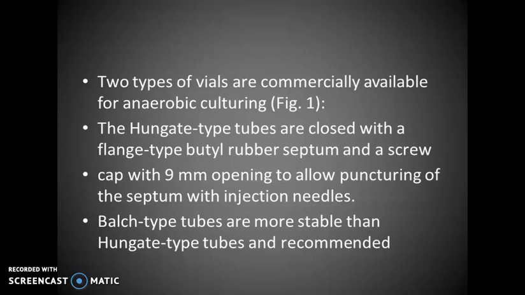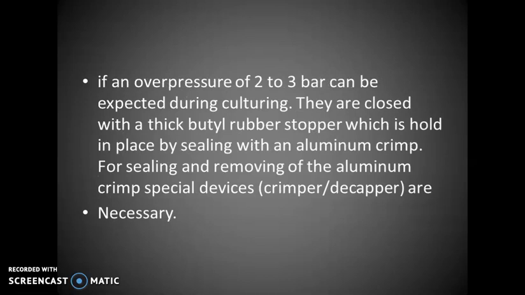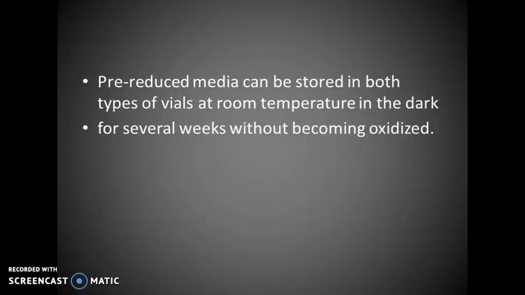Another one is Balch type tubes, which are more stable than Hungate type tubes, and these are mostly recommended. If an overpressure of 2 to 3 bar can be expected during culturing, they are closed with a thick butyl rubber stopper, which is held in place by sealing with an aluminium crimp. For sealing and removing this aluminium crimp, special devices are necessary. This pre-reduced media can be stored in both types of vials at room temperature in the dark for several weeks without becoming oxidized.